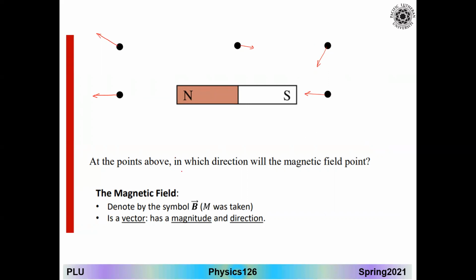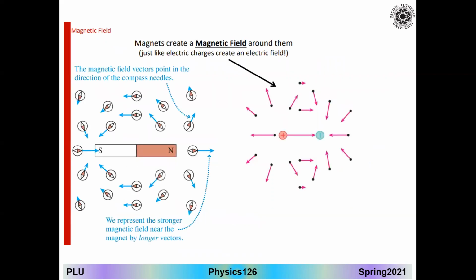Now, the magnetic field we denote as B, as a vector, so it has a magnitude and a direction, similarly to the electrical field. So talking about the electrical or the magnetic field, we are still dealing with magnitude and direction. Let's see what we have. Here's the first one, a comparison between the electrical field and the magnetic field. Here I have positive and negative charges.